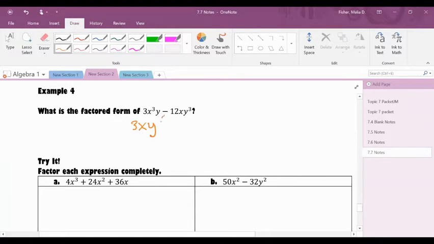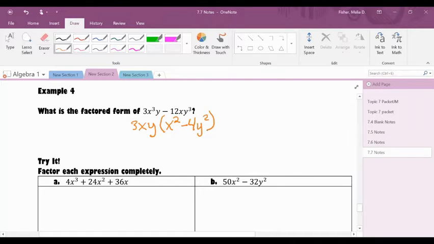So when I factor that out and I divide the first term by 3xy, that will leave me with just an x squared. And then negative 12 divided by 3 is negative 4. And then the x cancels out and leaves me with y cubed divided by y, which is y squared.